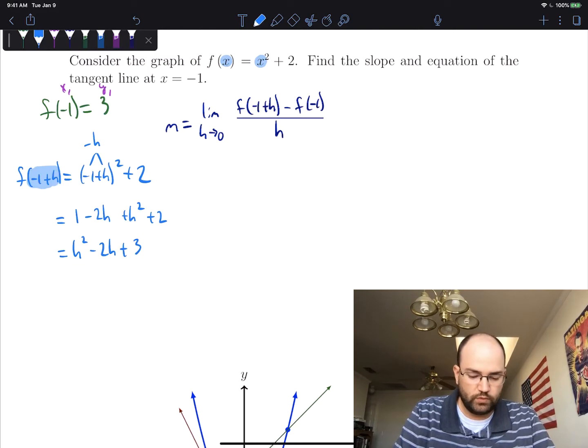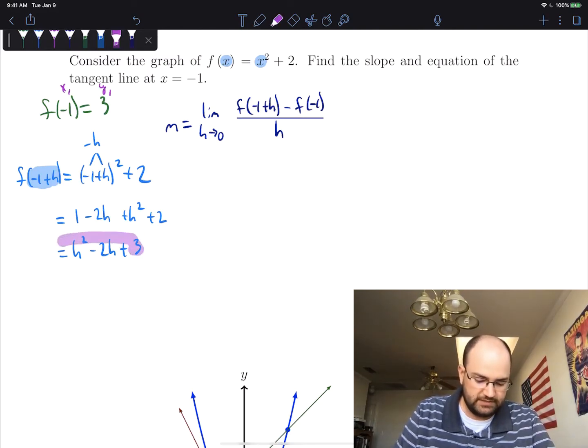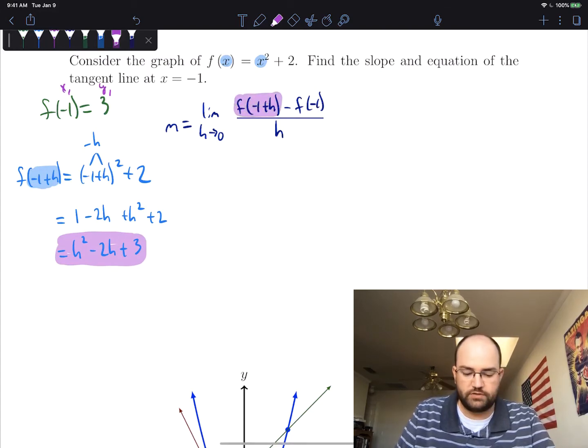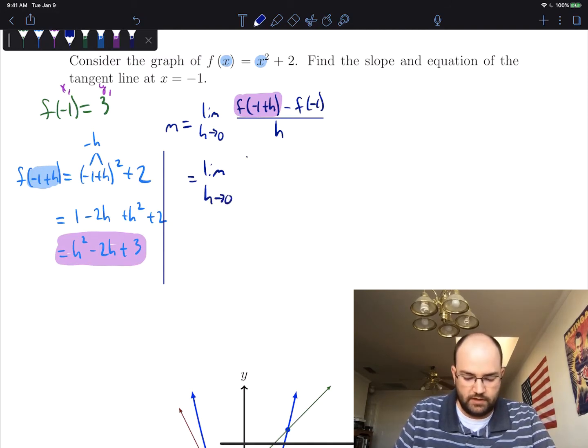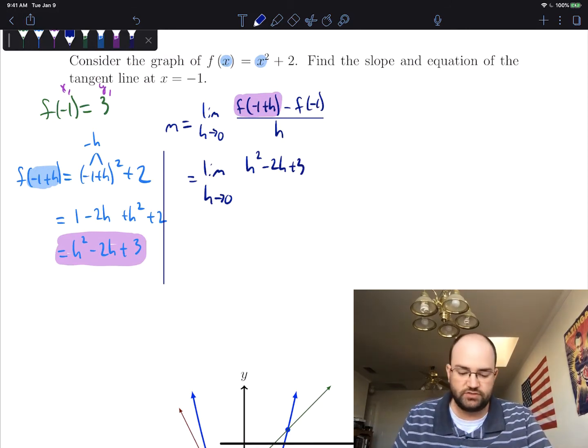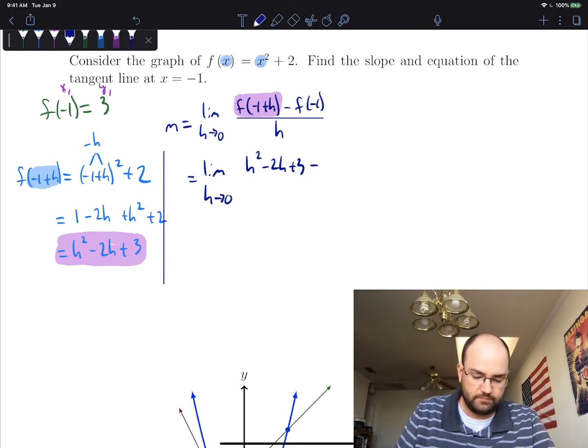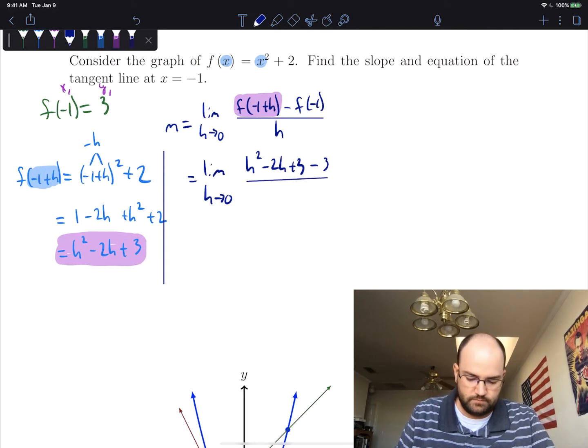Awesome. So what we're going to do is we're going to take this and plug it in for the entire f of -1 plus h. This will give us the limit as h goes to 0 of h squared minus 2h plus 3. That was the entire f of -1 plus h. Then subtract off the entire f of -1, but we already know that from up here is 3. Awesome. Now, these two things cancel each other. They're gone. We still have the h in the denominator.